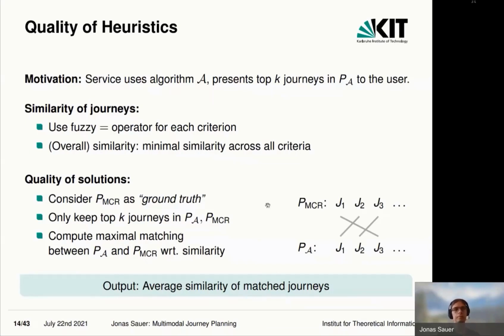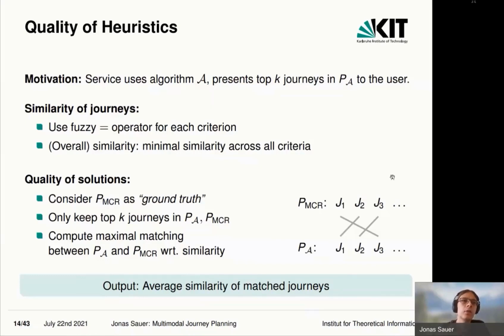So we match each journey in the exact set with the most similar journey in the one computed by our algorithm. And then after we've done the matching, we compare the similarity of the matched journeys, and we output the average similarity of the matched journeys. And the higher the similarity, obviously, the better the heuristic.